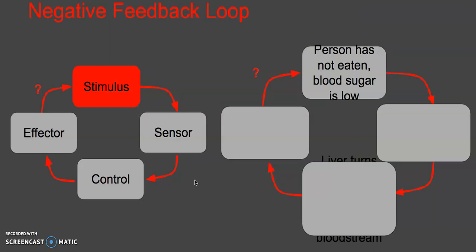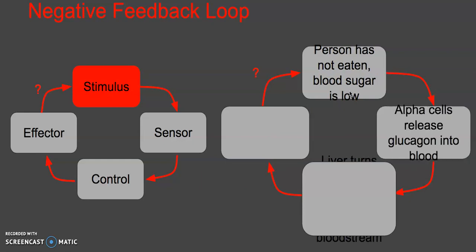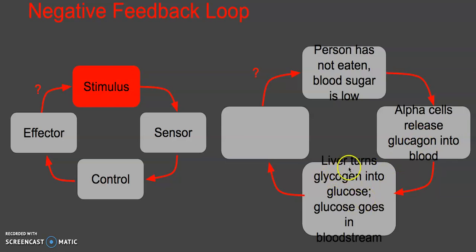So if we're to talk through this negative feedback loop, the stimulus is someone who hasn't eaten for a long time, their blood sugar might be low, they might have a headache or be really hungry. So the sensor is again the pancreas, specifically the alpha cells this time. They're going to release glucagon, the hormone, into blood. And our control is what happens because of this glucagon being released into the blood. And that's that the liver turns glycogen into glucose, and glucose goes into the bloodstream, and the blood sugar raises.